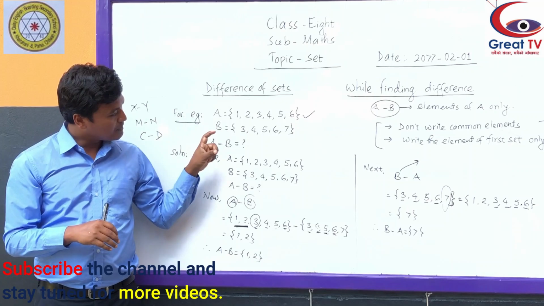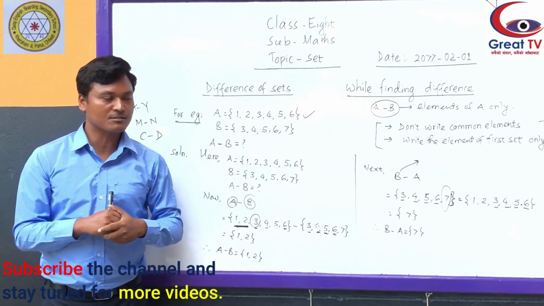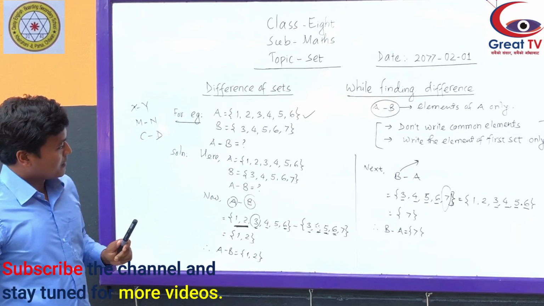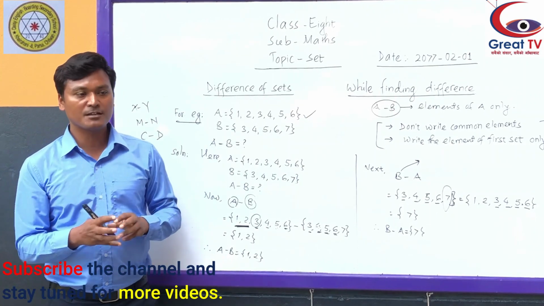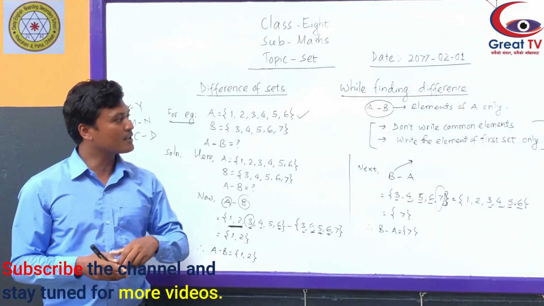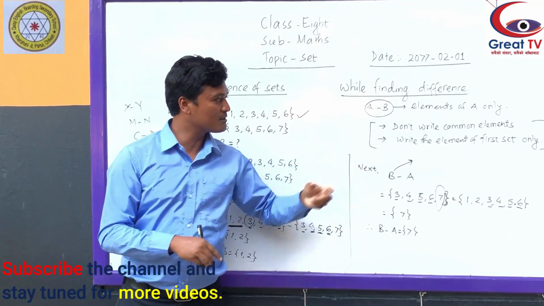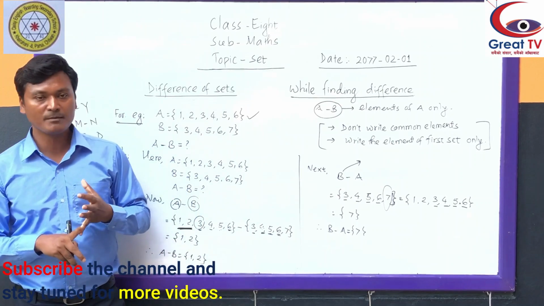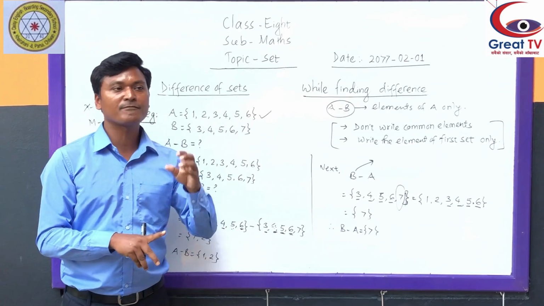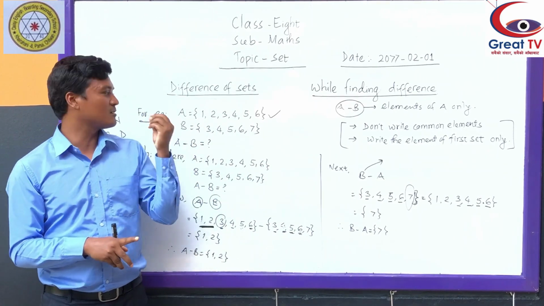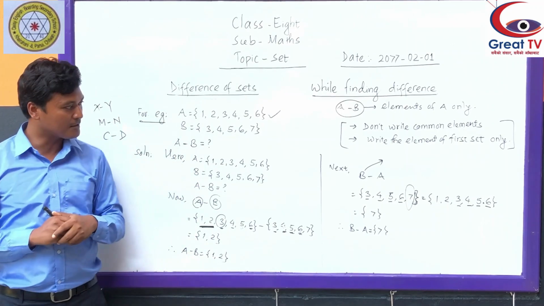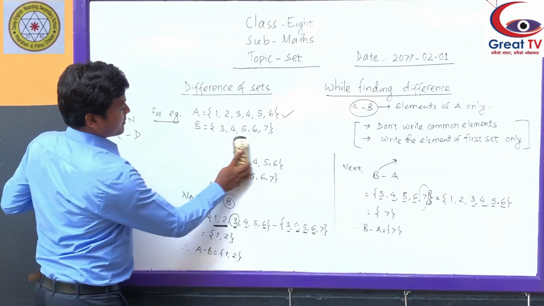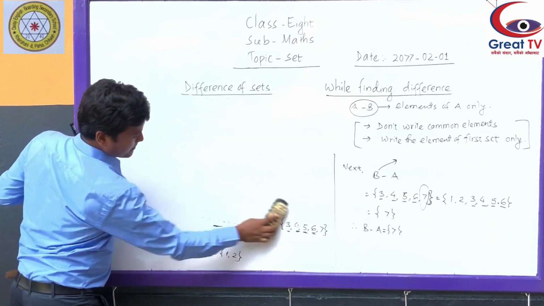Today we read how to find A difference B. Don't forget the main concept while finding difference: don't write common elements. This is the simplest idea. Don't write the common elements. Write the remaining elements of the first set only. The first set is the set written before the minus sign.